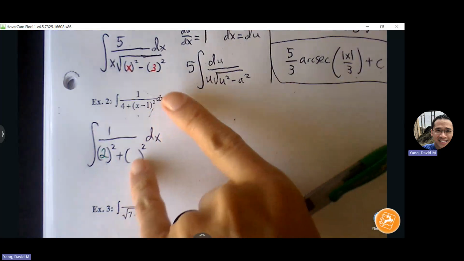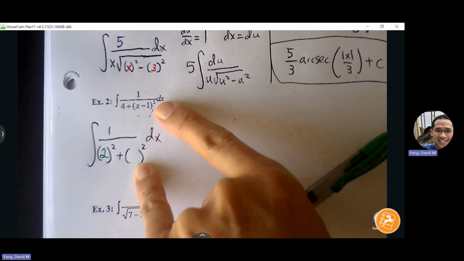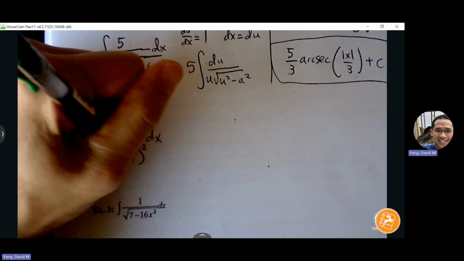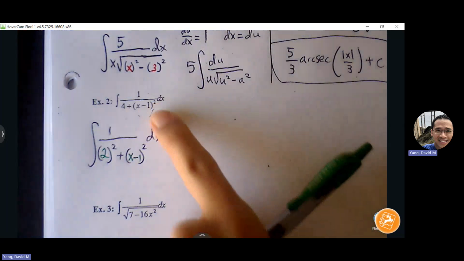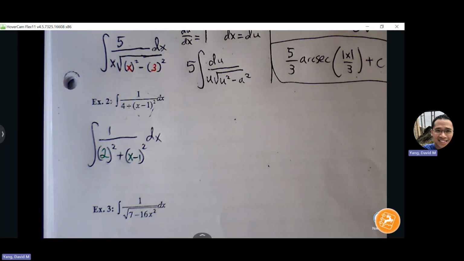Any changes here? Same thing, right? x minus 1 squared is the same thing as x minus 1 squared. So there's no need to change that because this is already nicely set up for us. Okay. Anybody, any questions here? Everybody see the process that we're doing?